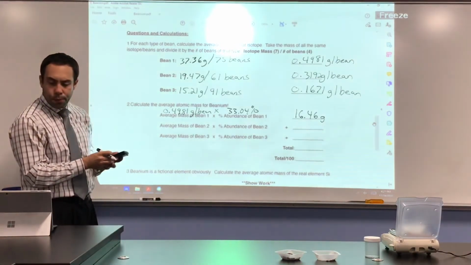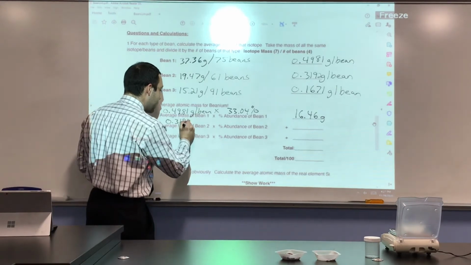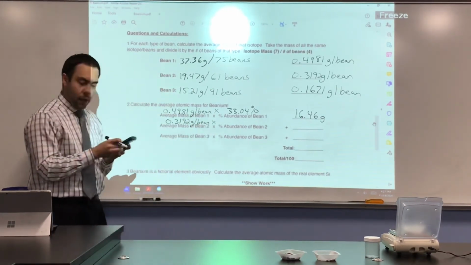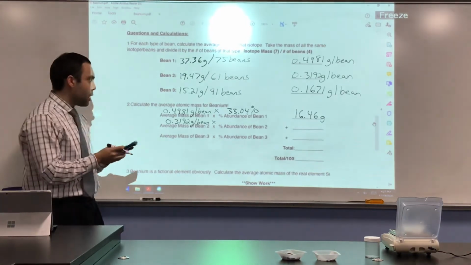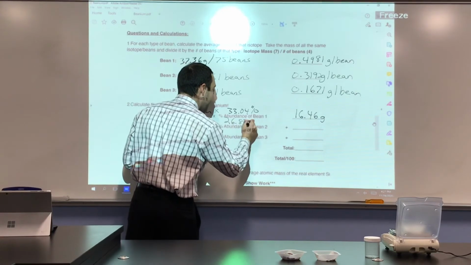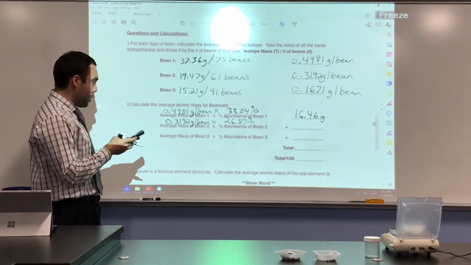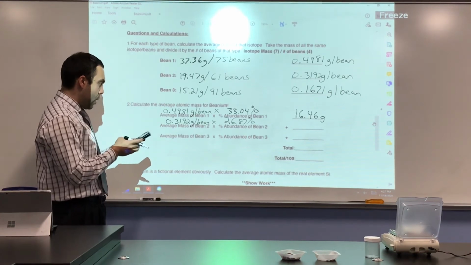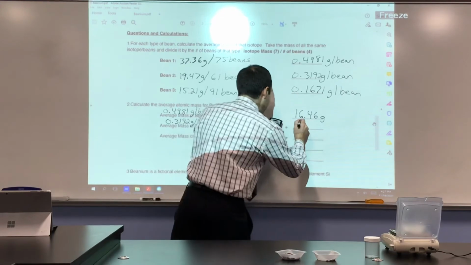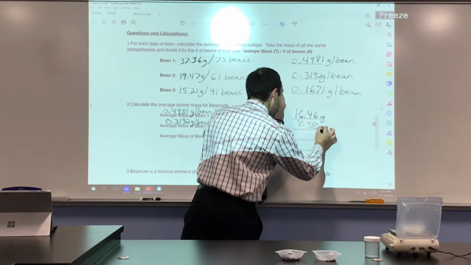Bean 2, we have 0.3192 grams per bean times 26.87%. 0.3192 times 26.87. We get 8.58 grams.